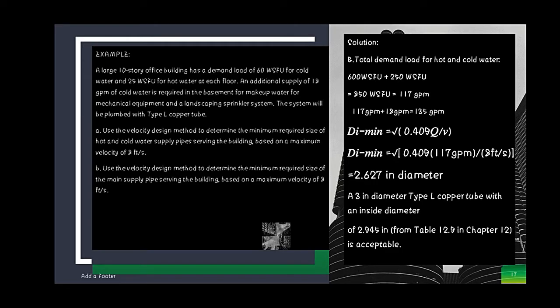And then, gagamitin ulit natin yung formula para sa minimum: the square root of 0.409 times Q over V. And then, substitute lang natin yung mga values. Tapos, makukuha natin ay 2.627. And then, based ulit dun sa table 12.9 in chapter 12, a 3-inch diameter type L copper tube with an inside diameter of 2.627 inch is acceptable.